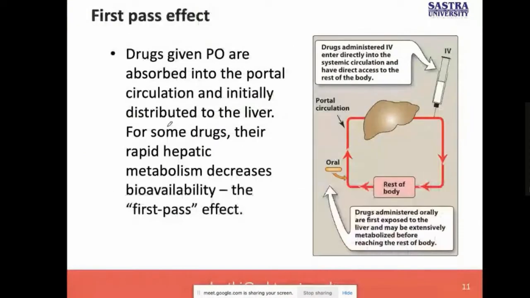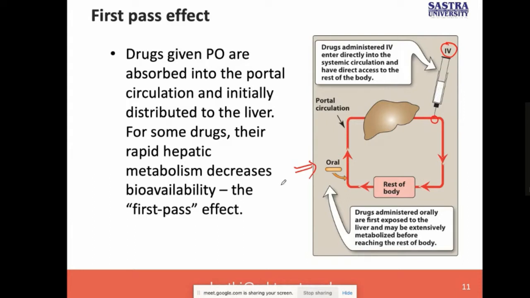So coming back to what is first pass effect. Normally if you take the drug molecule as intravascular administration, IV administration, intravenous injection, then we directly keep the drug molecule in the systemic circulation. We are directly keeping the drug molecule here. But if you take an oral drug molecule, the route of administration is completely different.